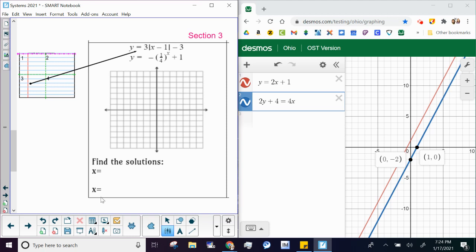Sometimes on the Ohio State test and sometimes on the test that you're going to get in this class, they're not going to just leave it up to you to write down the solution as an ordered pair. Instead, they're going to ask for specific things. This time, they're asking just for the x values. So pause your video, write down your first equation, and write down the way that this is asking. Find the solutions.